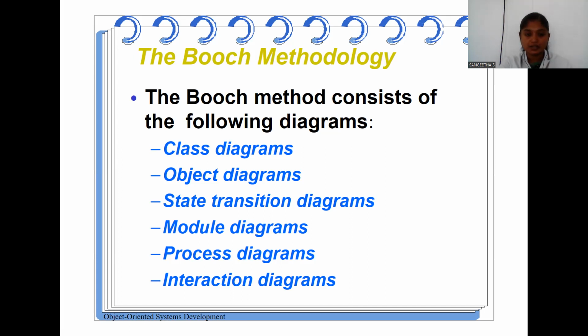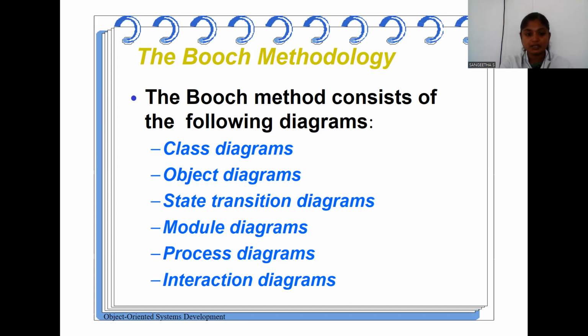In a state transition diagram, the objects transition from one state to another through some message passing. For example, if any event occurs, the object will move from one state to another state. This is called a state transition diagram. In a module diagram, all the modules which are going to be used in a system are represented. And the next one is the process diagram, where the process flow is depicted.